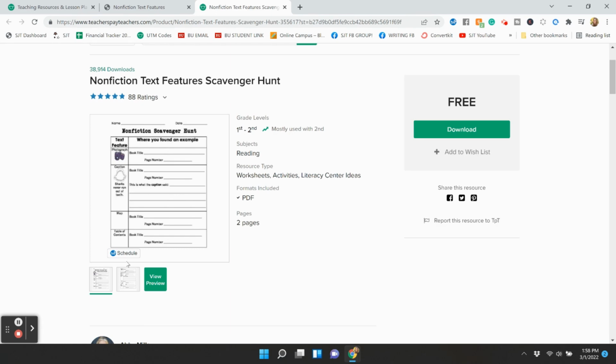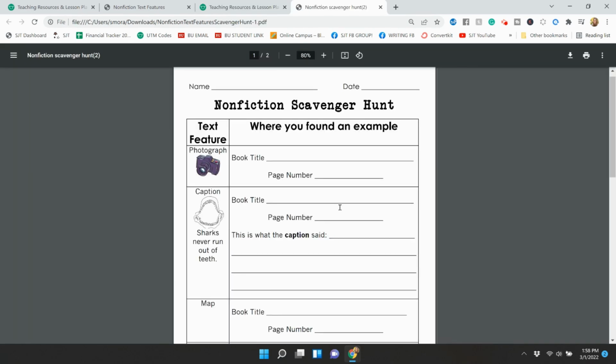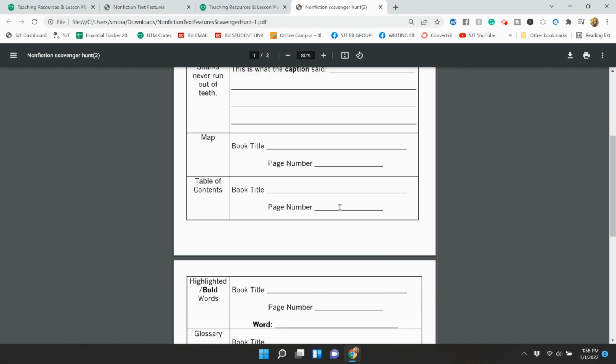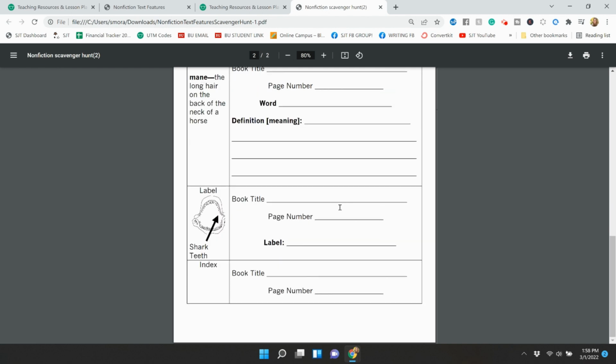I like this one by Abby Mills because it shows you a little picture of the specific text feature, and then students have to write down the book title and the page number where they found it. And then if there's anything else, like for instance, the definition of a word in the glossary, or what a caption said, they can write it down on that sheet.